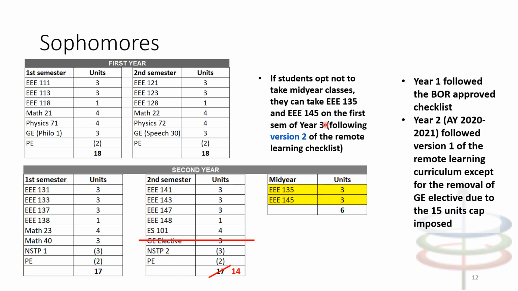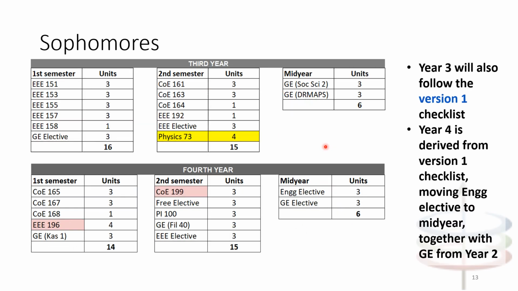Okay, so for students who would opt not to take mid-year classes, they can take 145 on the first semester and 135 on the second semester of the following school year, which means that they will be following version 2. While those who would be taking 135 and 145 would be following version 1.